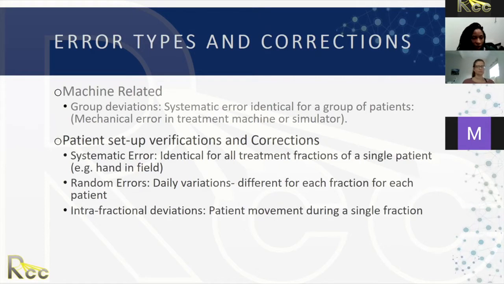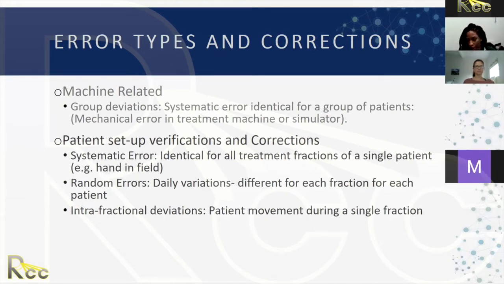This is an error that's identical for all of the fractions for that particular patient. For example, if you are treating a pelvis and you're treating higher up to the para-aortic nodes, and you scan a patient with the arms on the chest, for example, and the hands happen to be in your treatment field, that's a systematic error because for all of those fractions for that particular patient, you have the hands in the field.